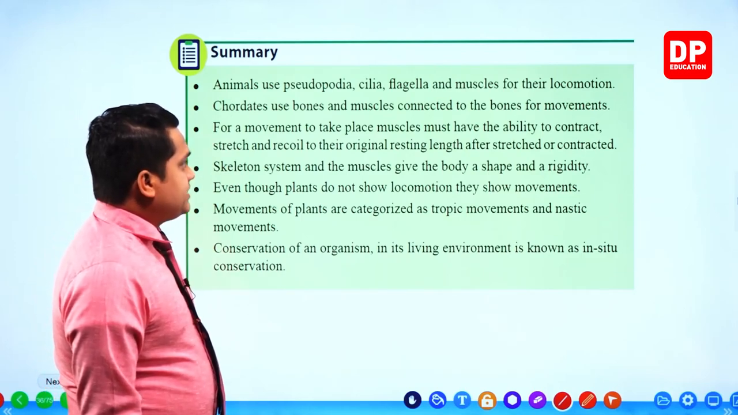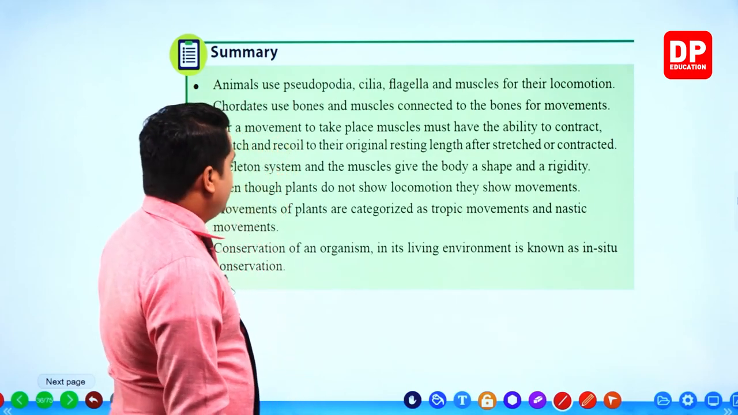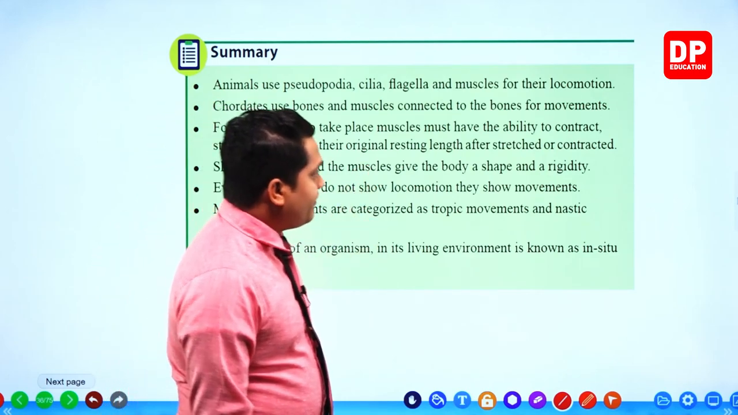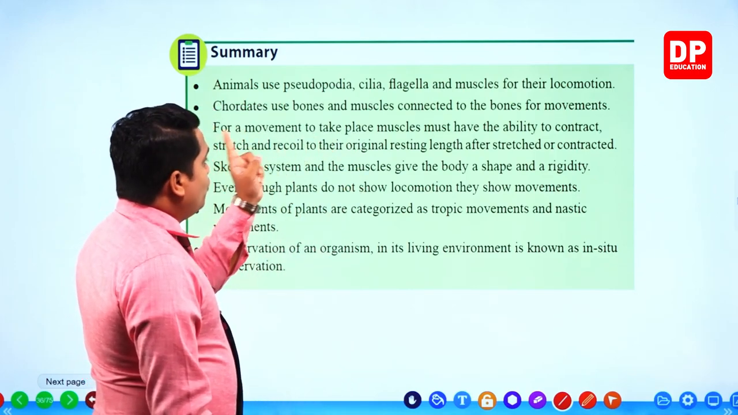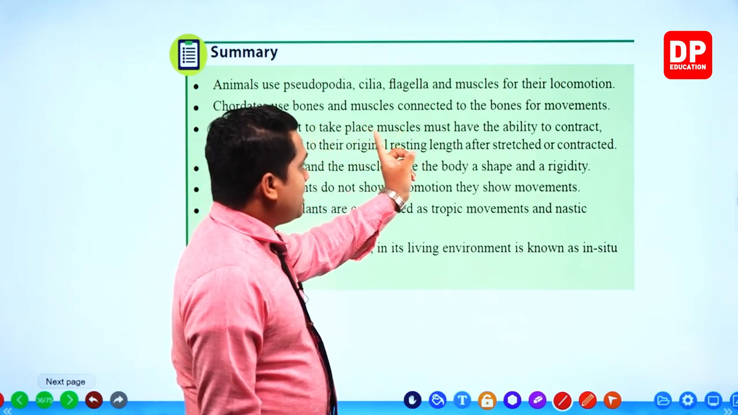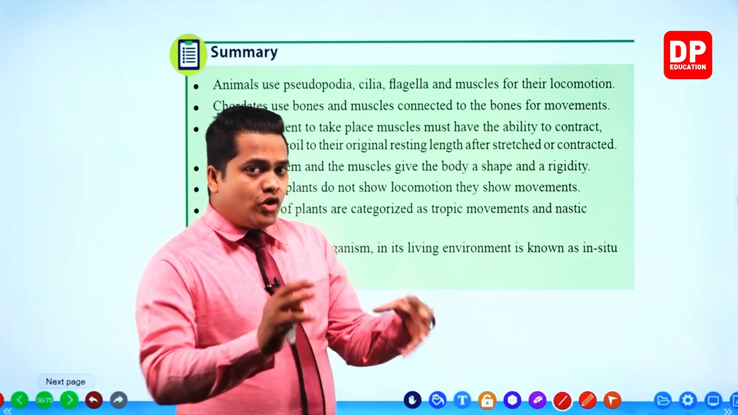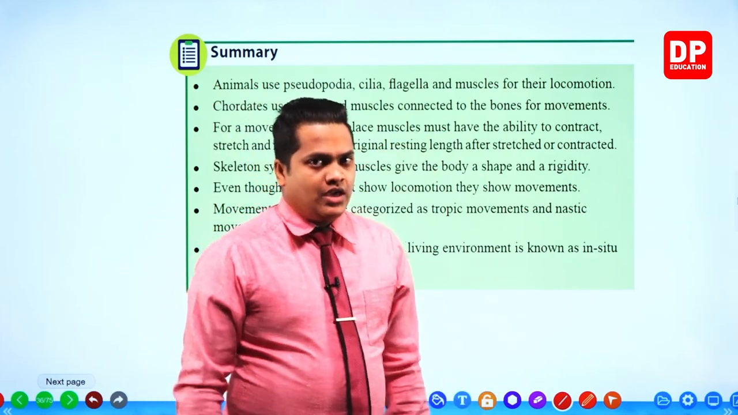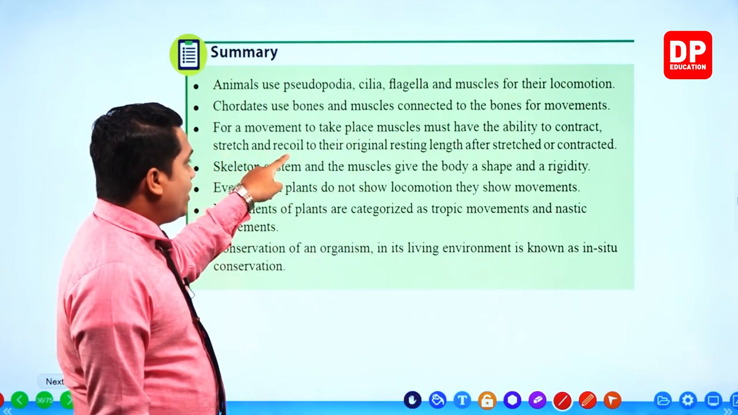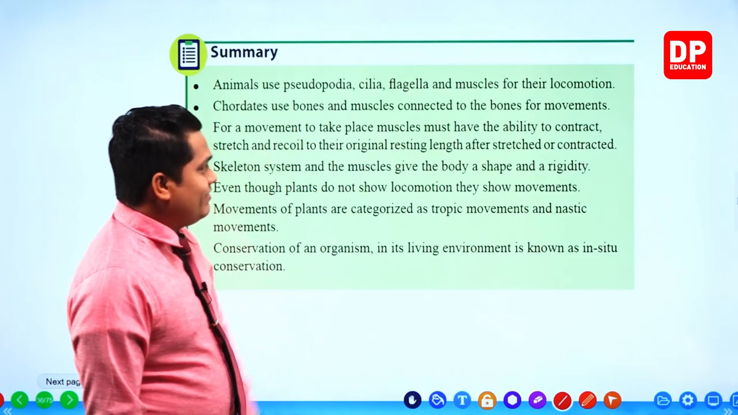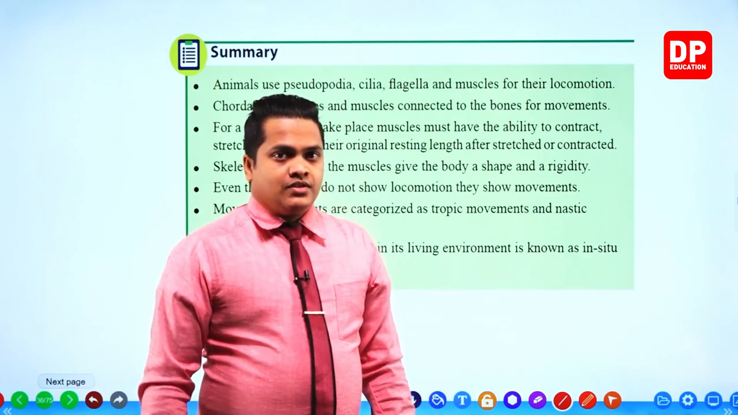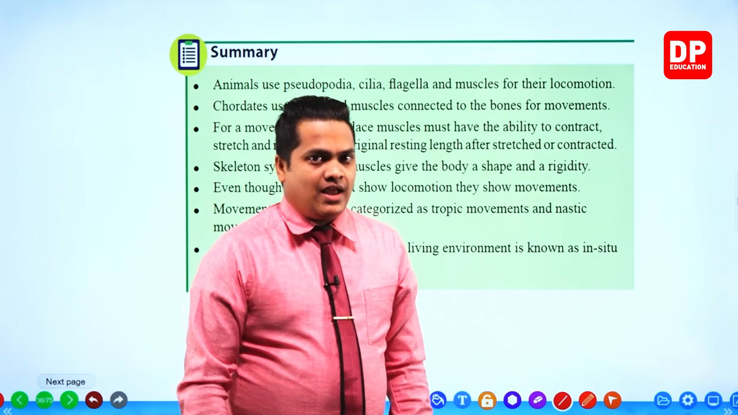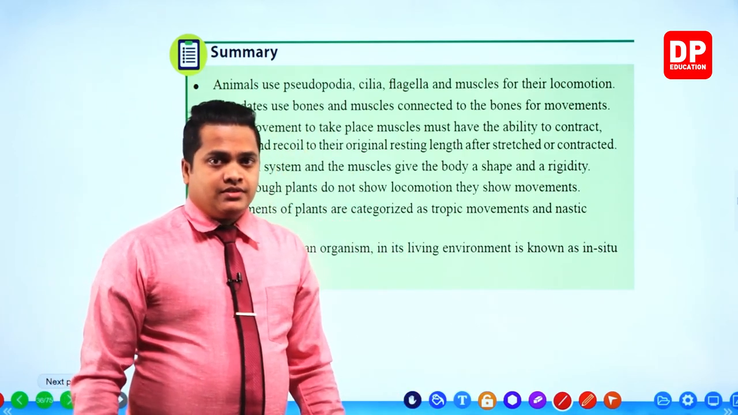Then the next one. For a movement to take place, muscles must have the ability to contract, stretch, and recoil to their original resting length after being stretched or contracted. Muscle must have the ability to contract. Okay. So, when muscles are contracted or when they come back to the original place, what will happen? A movement is going to take place.